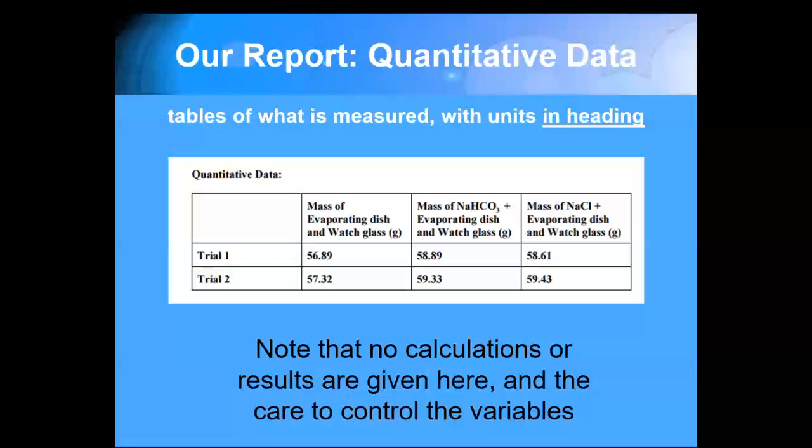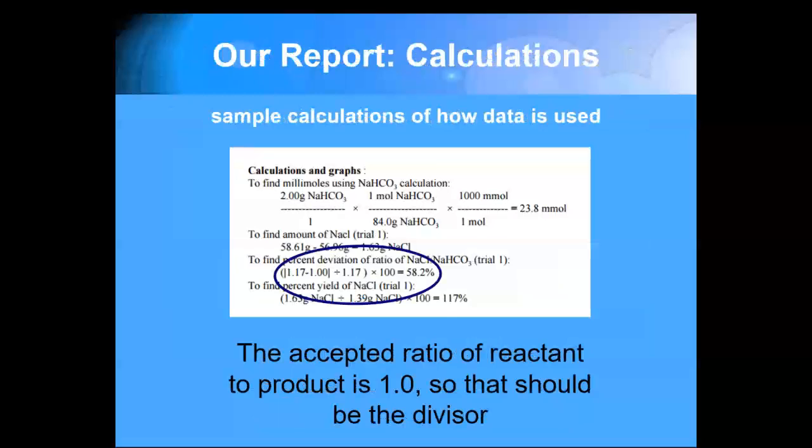There are no calculations given in the quantitative data, and there's no results given here. So if you're reporting density as part of an experiment and you had to measure 2 things to get it, you don't report the density here. That's part of your results. Then you want sample calculations of how the data is used to produce the results. And the accepted value here for the reactant to product mole ratio is 1.0, so that's what you would use for any error calculation.